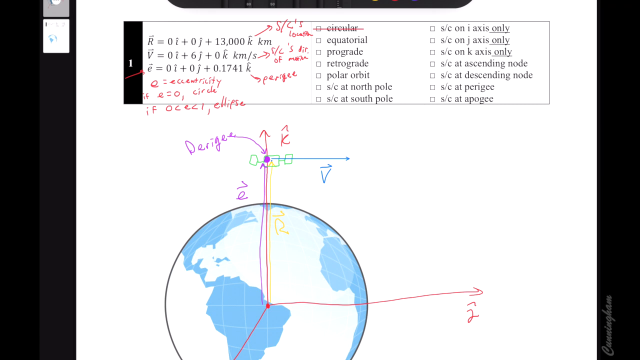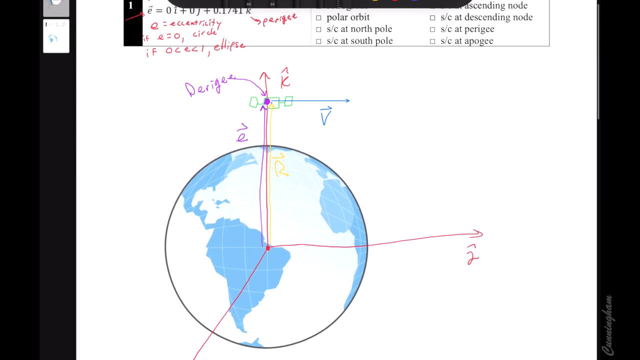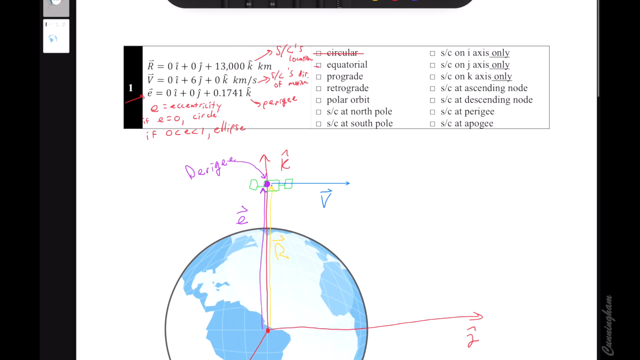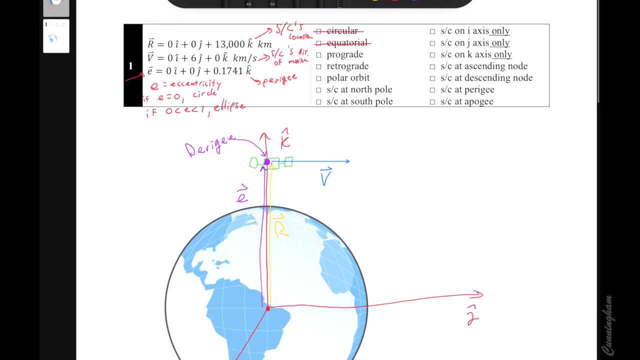Okay, equatorial. Well, I can tell this is not an equatorial orbit, because the only way I'd have an equatorial orbit is if I was basically hanging out around the equator all the time. And my satellite is way up here at the North Pole-ish location. At least we know it's very much not on the equator, so we can cross that out. Bi-equatorial. Prograde versus retrograde versus polar.